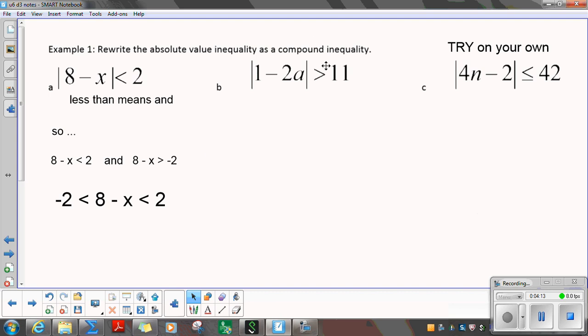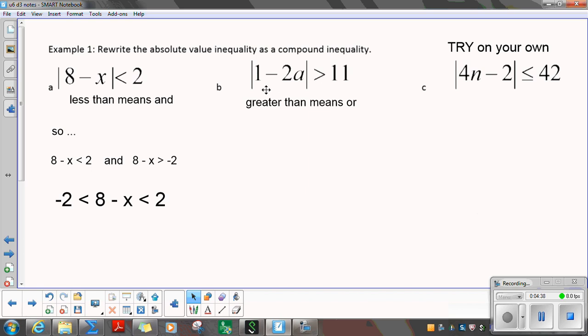Let's try another one. So we have the absolute value of 1 minus 2a is greater than 11. Greater than means that it's an or statement. Think of it like less than, and greater, or statement. That's a way to remember it. So, since it's a greater than symbol, it's an or statement.